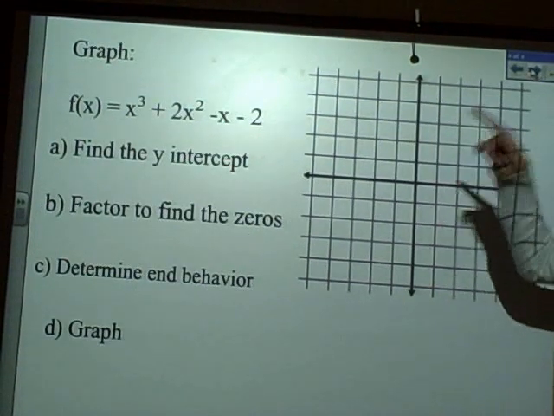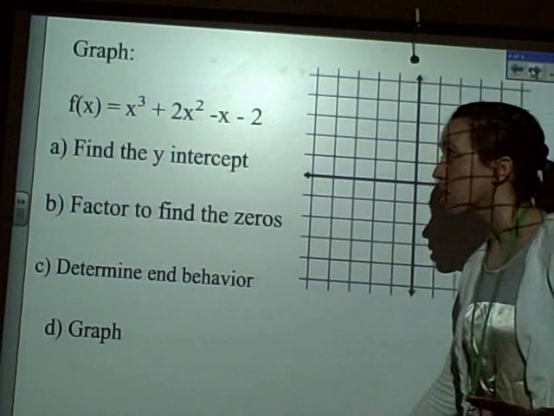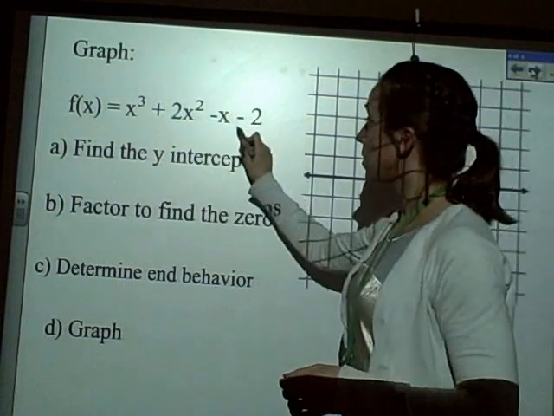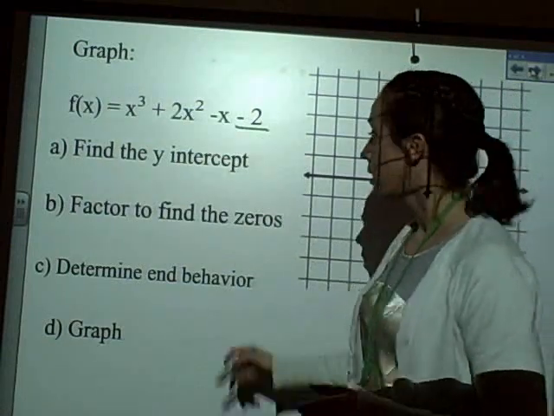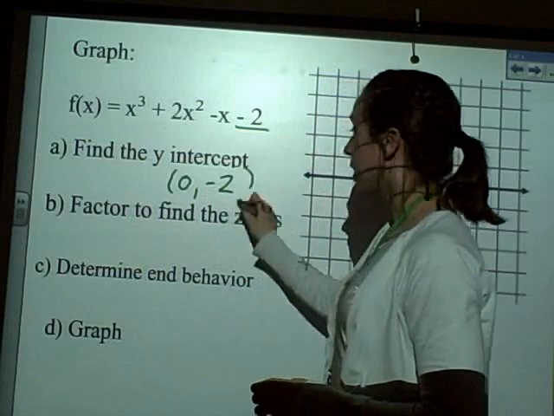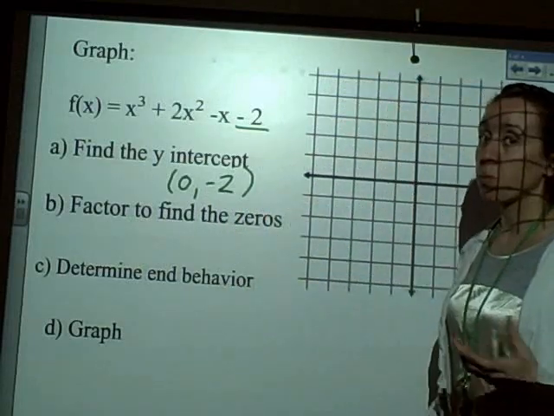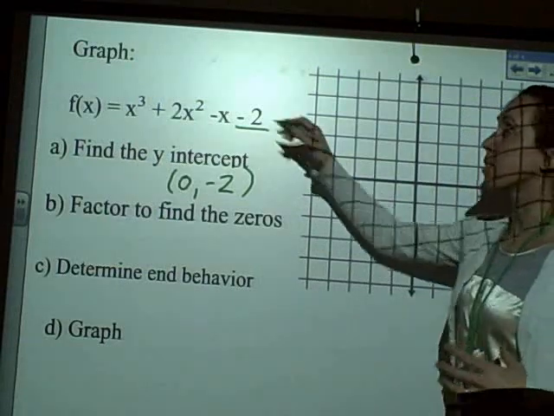Alright, last one. Let's go ahead and graph this one here. Same deal. We're going to find the y-intercept. This one is in standard form, which is fantastic because I know my y-intercept is at the end of my function there. So when x is 0, y is negative 2.